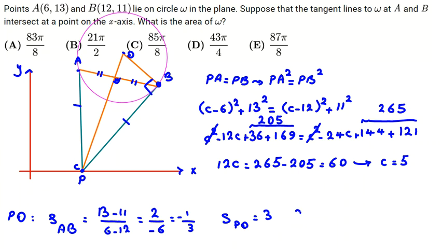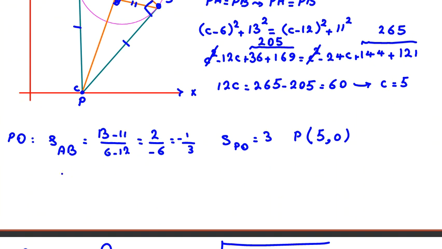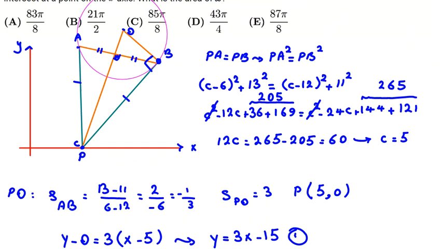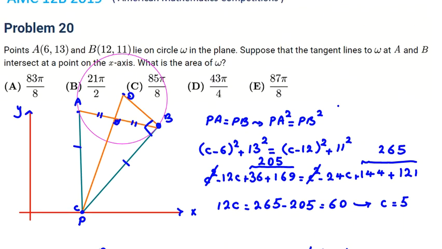We also know the coordinates of P. P is what? 5 and 0. So we can find the equation of PO. It will be y minus 0 equal to 3 times x minus 5. So for this one, y equals 3x minus 15. It's the first equation. Now let's focus on what? On BO.